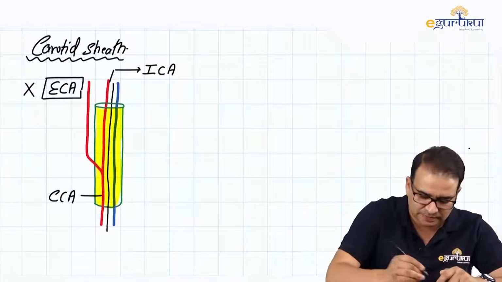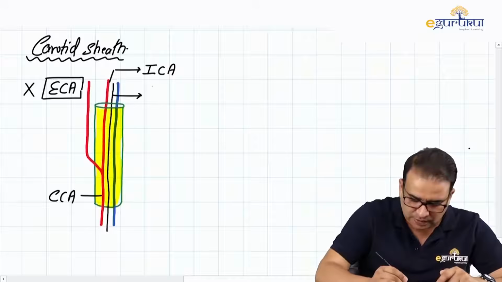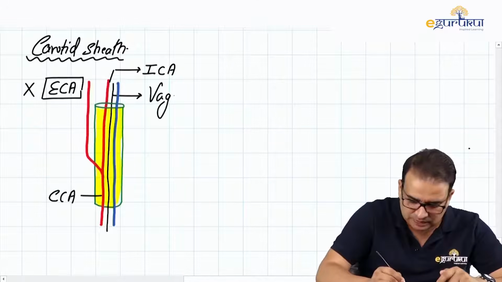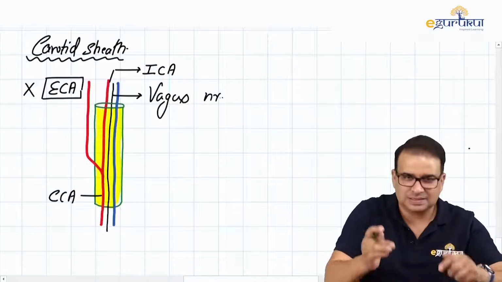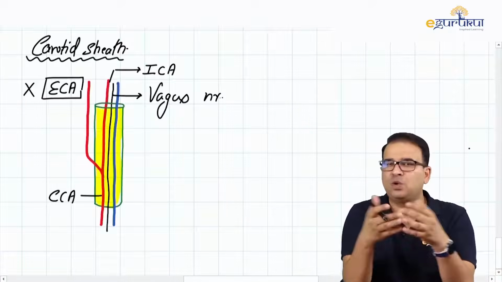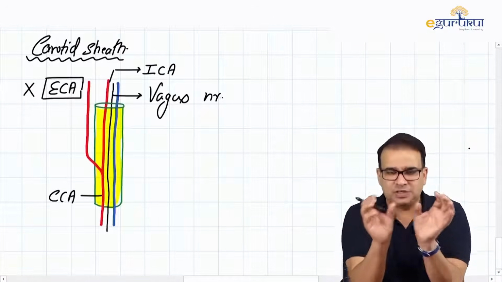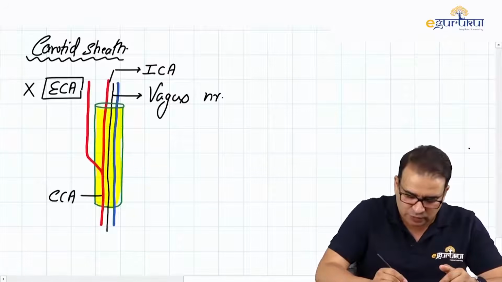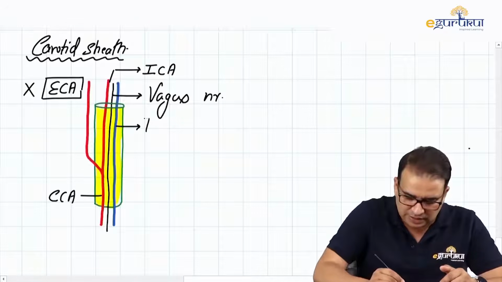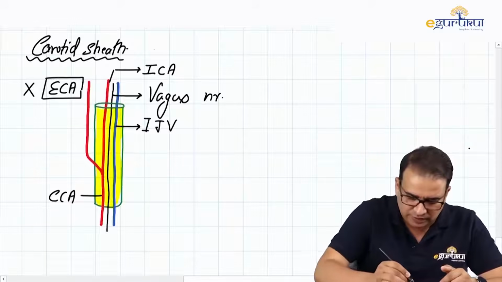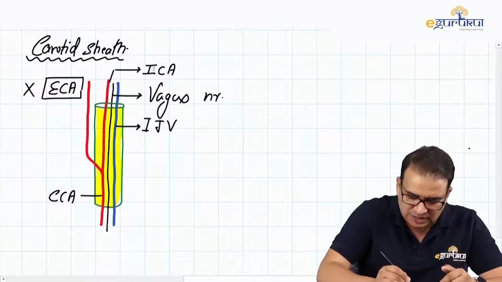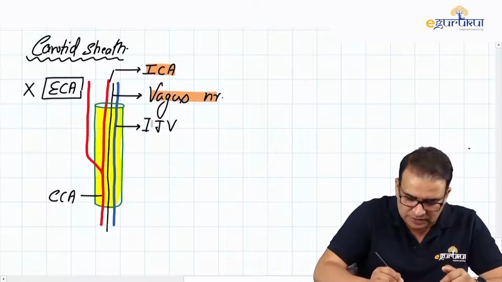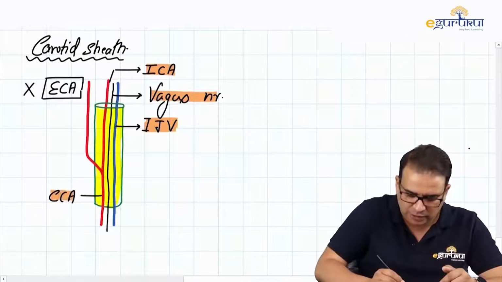It is not a content. Vagus nerve, that's the vagus. The vagus nerve is exactly sandwiched between the artery and the vein. You can't see the vagus nerve unless you open the carotid sheath and separate the vessels. Then only you can appreciate the vagus nerve in between. And of course, the vein here is the internal jugular vein. So these are the contents: internal carotid, vagus nerve, internal jugular vein, and common carotid artery.